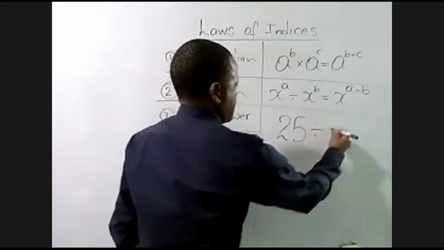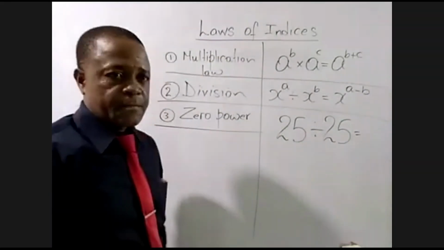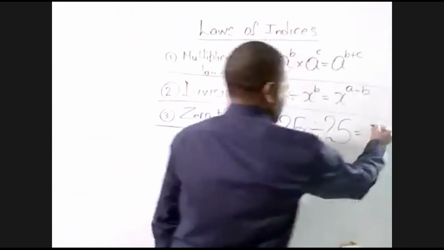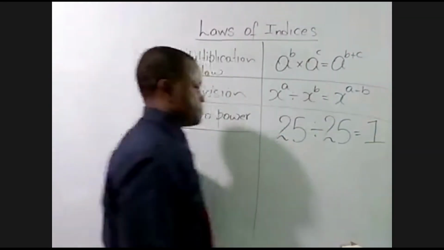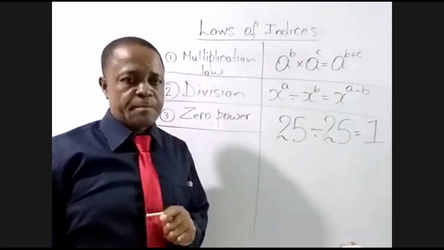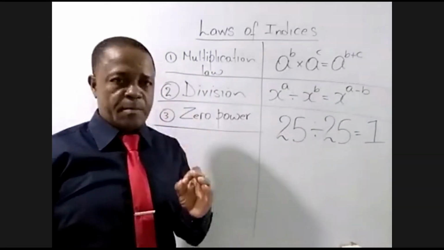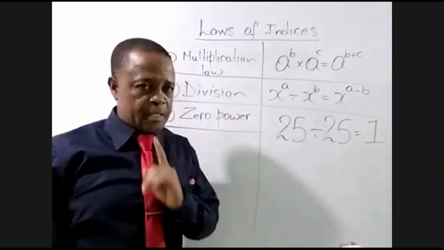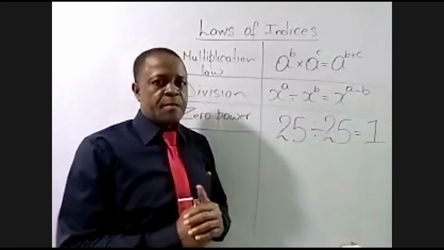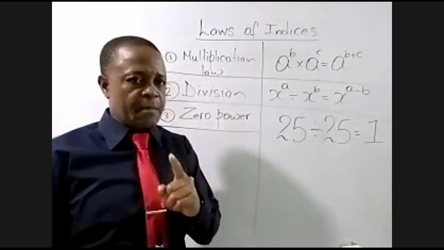All right. Now we start off by writing this down. 25 divided by 25. What's the answer to that? If I divide 25 by 25, then I'm going to get 1. All right. So 1 is the answer. So any number divided by itself, except for 0, is going to give you 1. So keep that in mind.